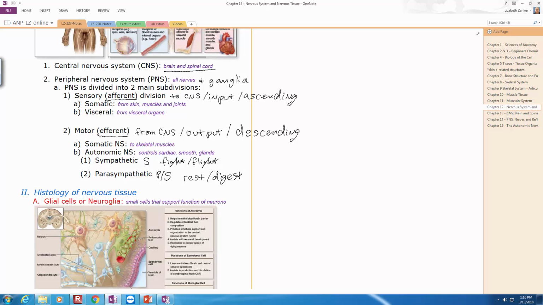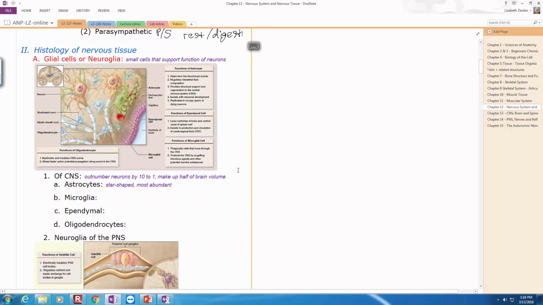Let's see. And talking about neurons, now we can go into the histology part of it. So what do these guys look like? You guys have already done your histology for the most part for lab. So you've seen some of this, but now hopefully it'll make a little bit more sense.